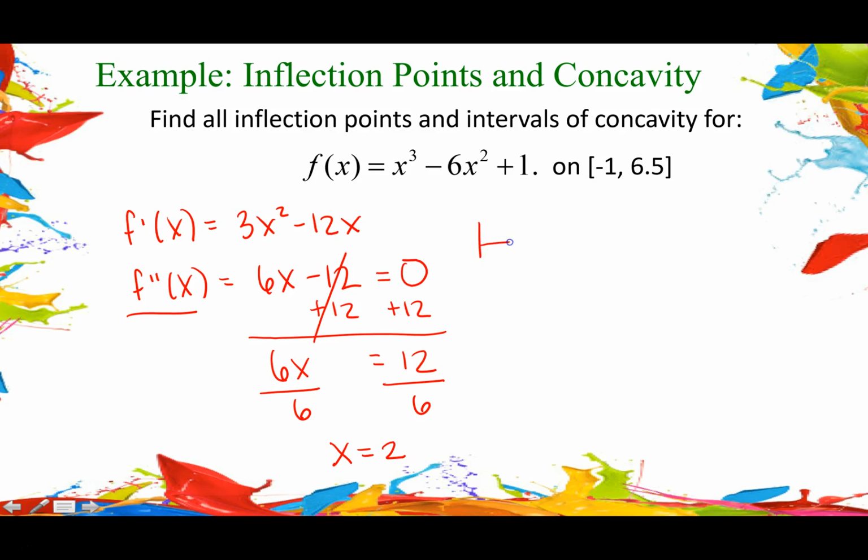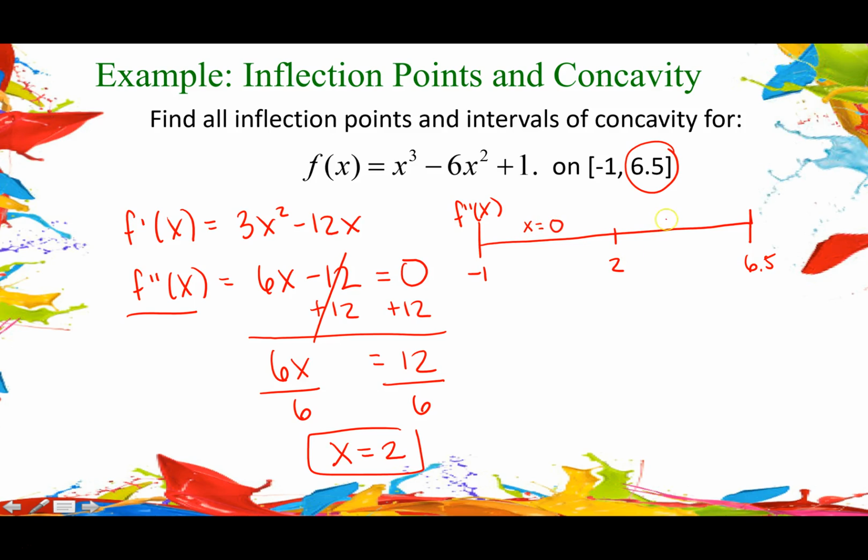We have to do our second derivative test, where I'm going to write f double prime of x. We've got our -1, we've got our 2 that came from right here, and we've got our 6.5. Now I'm going to choose an x value that is in between -1 and 2. Let's go ahead and choose 0. Now I need to choose a value in between 2 and 6.5. Let's go with 3.